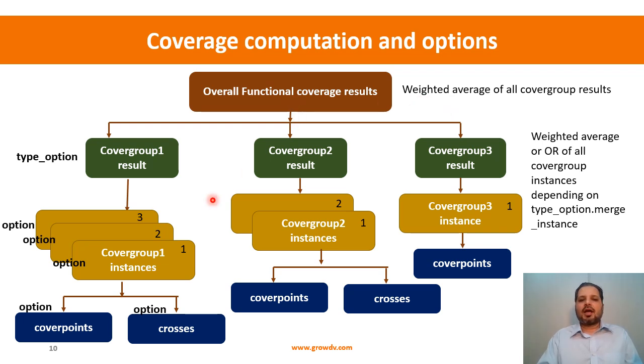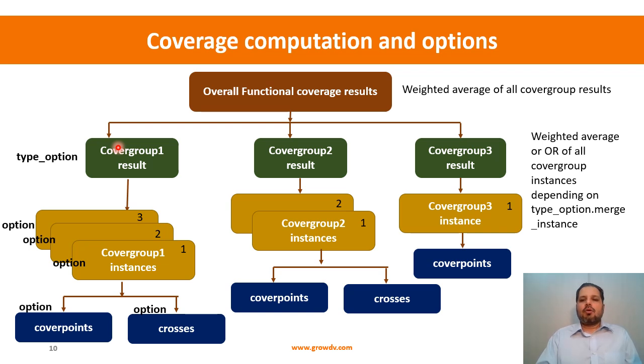Now we need to keep going one level down. How does the cover group 1 result itself get computed? It gets computed based on the coverage results of each of the instances of that particular cover group. And how does a cover group instance's coverage get computed? It's based on the coverage provided by the cover points and the crosses. Whatever each of the cover points and crosses is providing gets averaged, and you get the score at each cover group instance level. The scores of all the cover group instances get averaged, and you get the result for the cover group as a type.